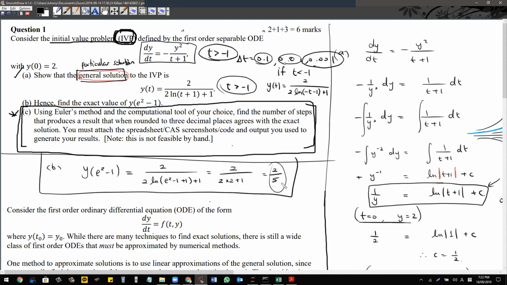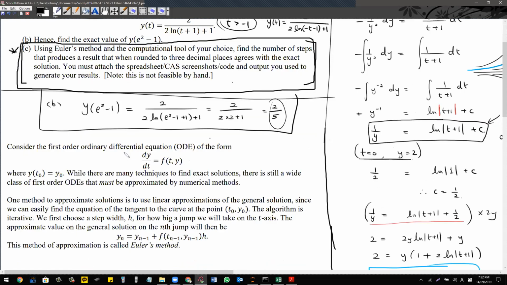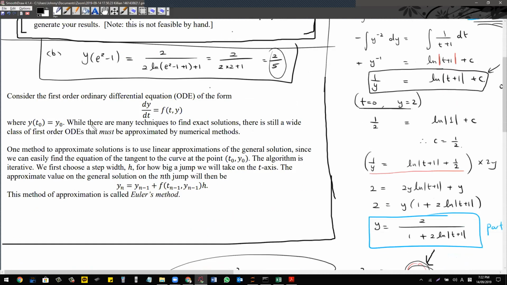Did you get the same thing? Yep, we got that. Okay. Now we got this. Let's go through this one first. So if you have this differential equation, and it goes through t naught, while there are many techniques to find an exact solution, there is still a wide class of first order differential equations that must be approximated by numerical methods.